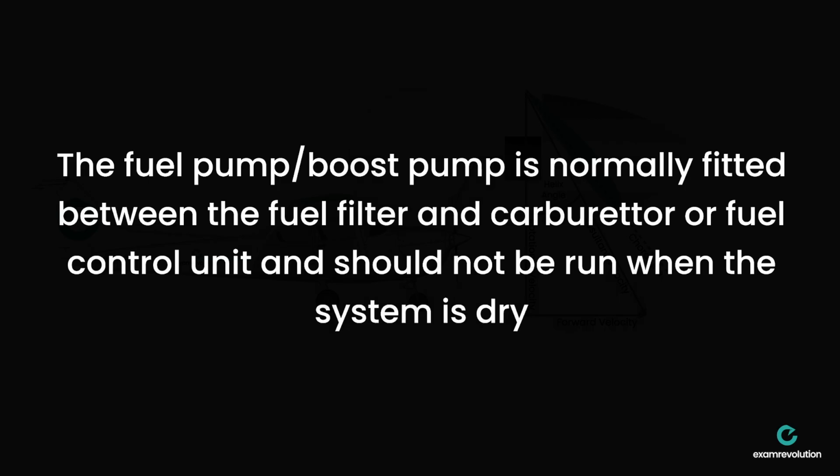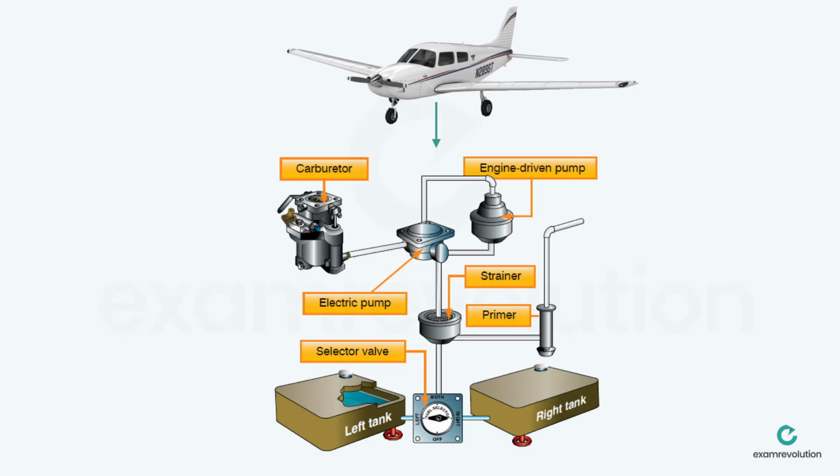Now the fuel pump, also known as a boost pump, is normally fitted between the fuel filter and carburetor or fuel control unit, and should not be run when the system is dry. Fuel control unit refers to a fuel injection system, which we'll chat about later, but you should not run the electric fuel pump when the fuel system is dry. So having a look at that once again, you can see that the fuel pumps are located between the fuel filter and the carburetor.